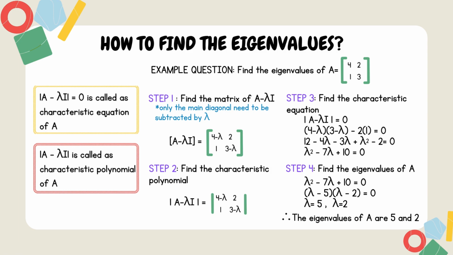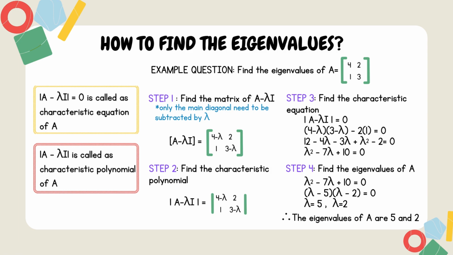So, I use one example, which is to find the eigenvalues of matrix A equal to 4, 2, 1, 3. For step 1, we need to find the matrix of A minus lambda I, and only the main diagonal needs to be subtracted by lambda. So, the matrix becomes 4 minus lambda, 2, 1, 3 minus lambda. Step 2, find the characteristic polynomial, which is the determinant of 4 minus lambda, 2, 1, 3 minus lambda.